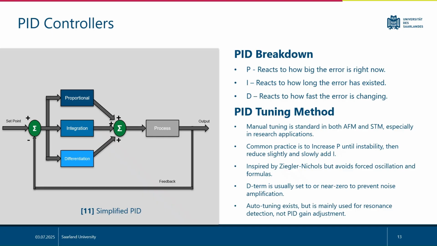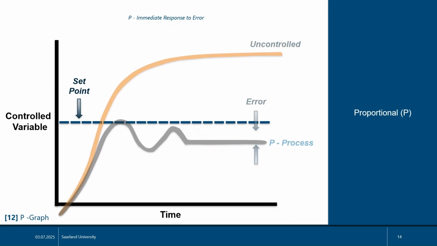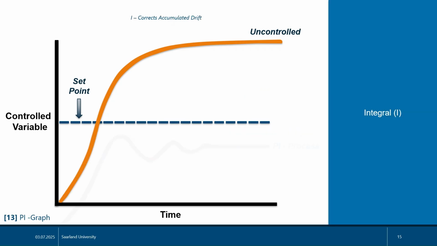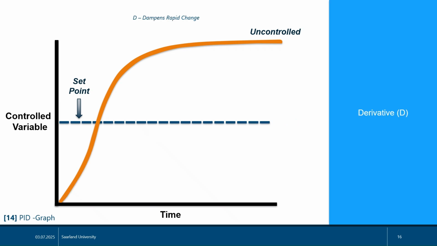Presented here is a means to visualize the PID response graphically for every piece of the controller. PID controls try to mitigate the off-target approach of the machine in question to reach a user-defined set point. P immediately responds to the error. I corrects accumulated drift from the set point, and D can dampen rapid change, leading to faster corrections.